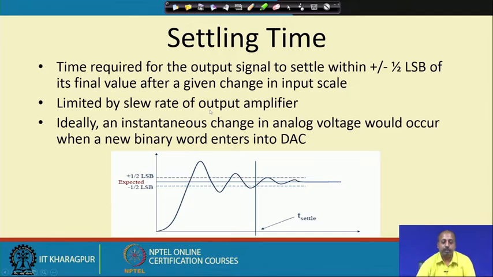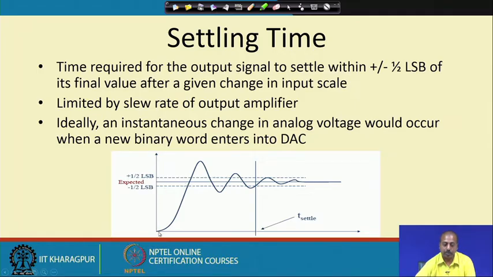Next issue that we have is the settling time. As I was telling, we have some analog or digital value change as a result. So, this is the expected output, this straight blue line.